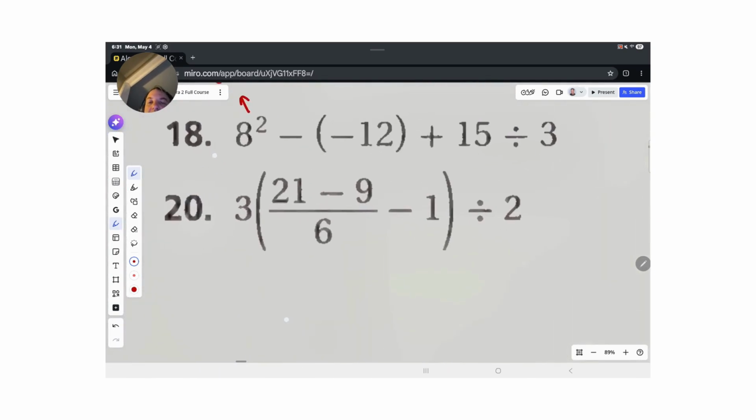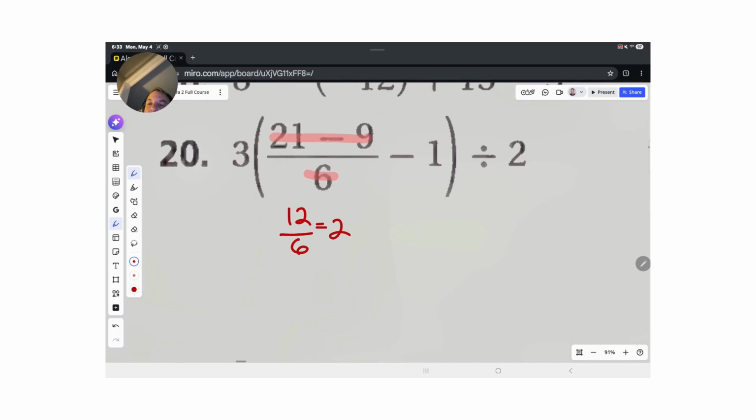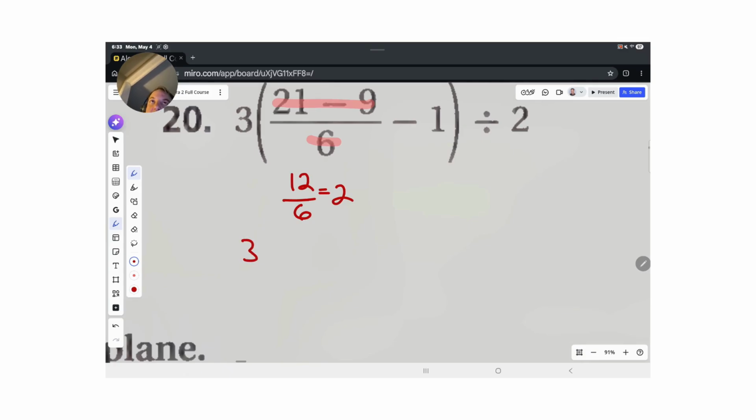Okay, let's try number 20, a little more challenging. Now on this one, we do want to work from the innermost grouping outward. So let's go ahead and start with 21 minus 9 divided by 6. So 21 minus 9 will give us 12. And then 12 divided by 6 will give us 2. And now we can bring everything down. 3 times 2 minus 1. We don't want to forget that minus 1 is still there. Divided by 2.